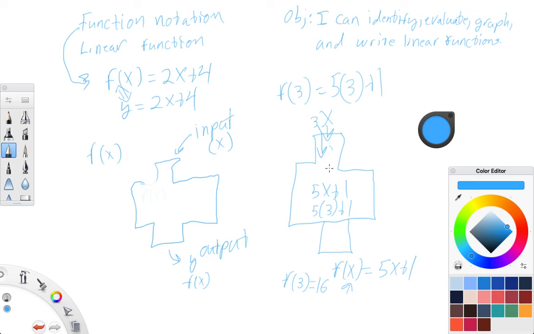And then when you see something where it says what is f of 8, then you know that you just say, okay, well, I'm just putting this 8 in the machine. So 5 times 8 is 40 plus 1 is 41. Okay, so that's what we want to get through for this section.